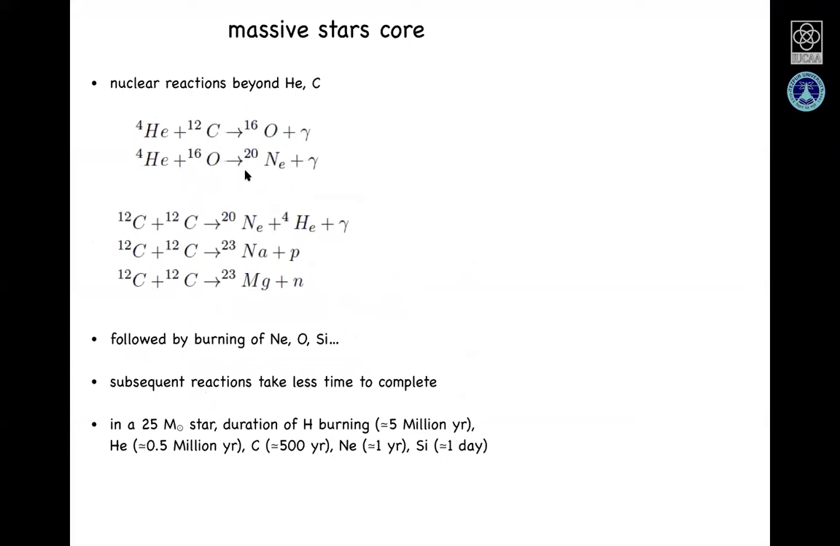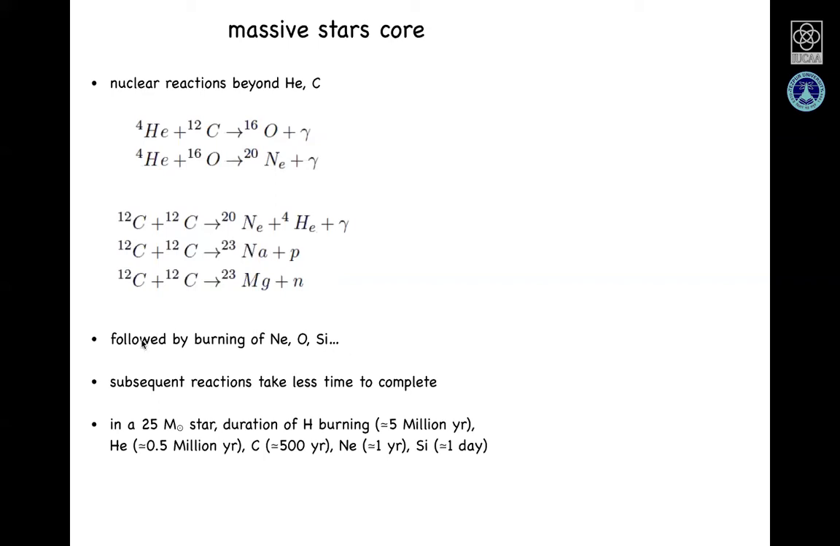So from helium, oxygen is synthesized, neon is synthesized, and then even carbon is burned to produce neon, then sodium, magnesium, and then it goes on, all right? Silicon, etc., etc. And each subsequent reaction, if you remember, the reaction rates actually increase with Z, and so they become faster and faster to exhaust the fuel.